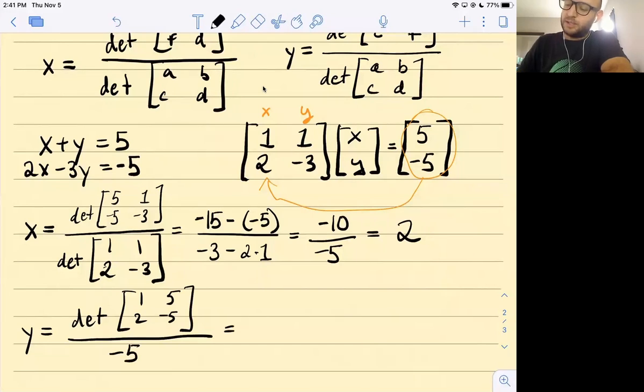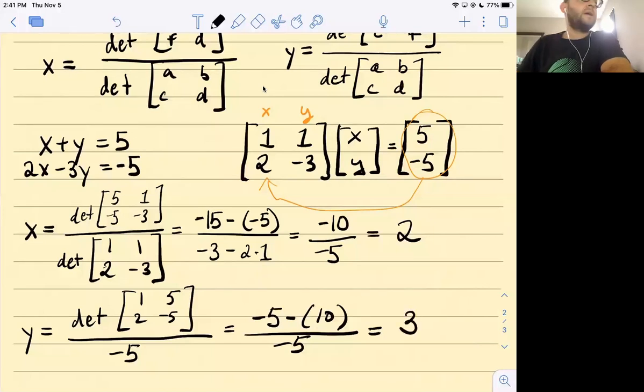And then doing this here, you have to multiply your diagonals and subtract them. So what do we get? We get -5 minus 10, and this is over -5. So this is going to be -15 over -5, which is 3. And that's it. You can check your answer and see that it works out. Any questions on this approach?